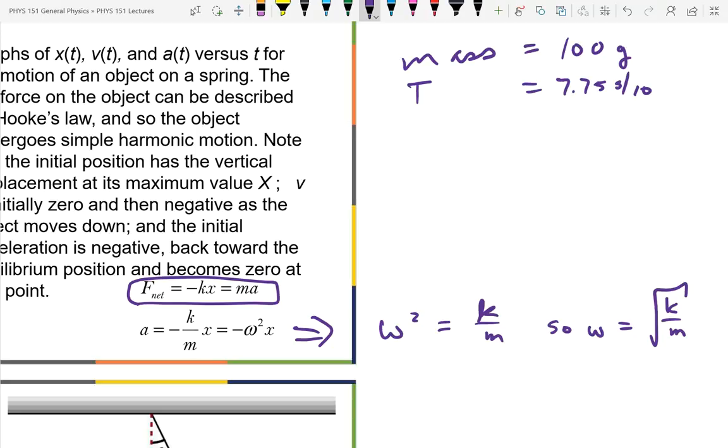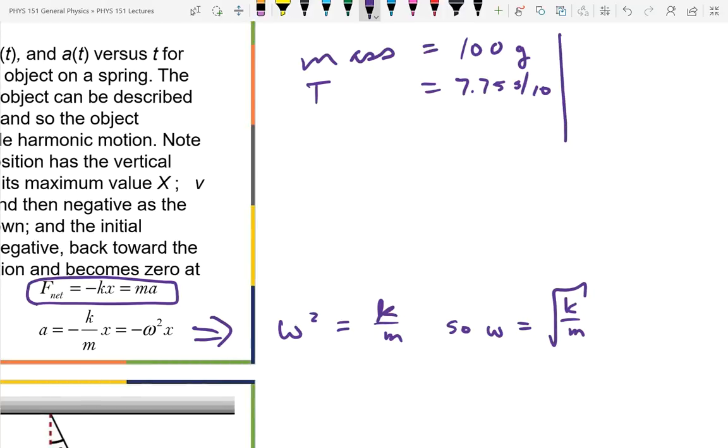10, 20, 22. Okay, now that went up, but it didn't double. Why didn't it double? Why did the period not double when I doubled the mass?